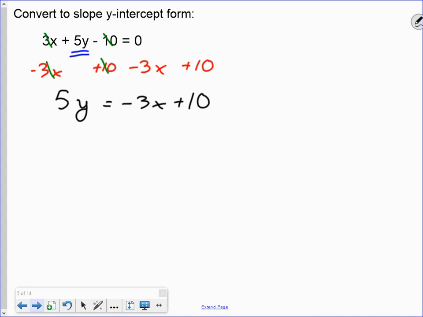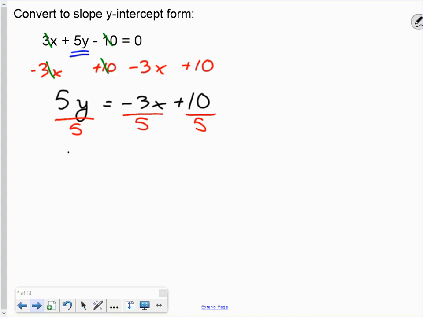Then to get the y, we've got to deal with this 5 that is multiplied by the y. So let's do this in red. I'm going to divide by 5 on the left side. Then I've got to make sure on the right-hand side, I also divide by 5. And I've got to divide each and every one of these terms. Divide by 5.